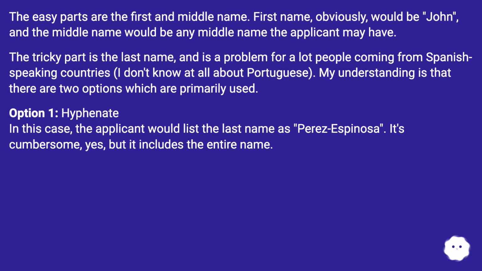The easy parts are the first and middle name. First name, obviously, would be John, and the middle name would be any middle name the applicant may have. The tricky part is the last name, and it is a problem for a lot of people coming from Spanish-speaking countries. I don't know at all about Portuguese.